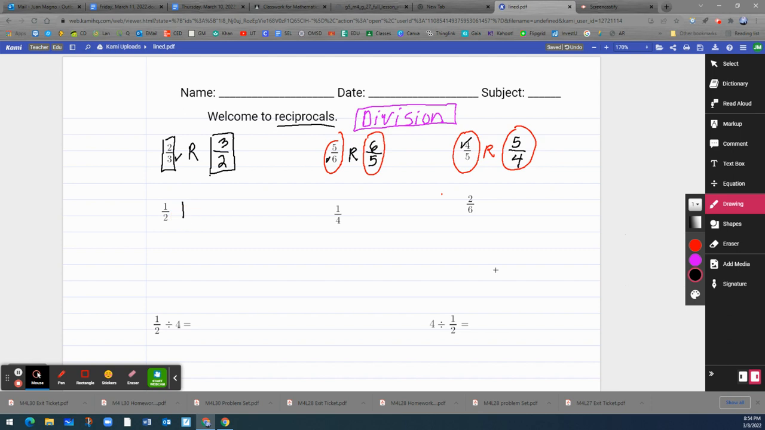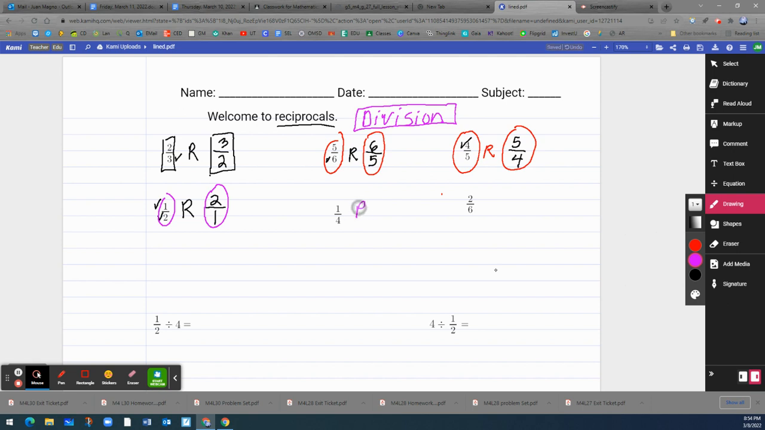All right, let's do that one more time. What is the reciprocal for 1/2? Once again, we look at the denominator. The denominator now becomes the numerator, and that numerator becomes now the denominator. And now we can express it in this way. 1/2 is the reciprocal of 2/1, and 2/1 is the reciprocal of 1/2.